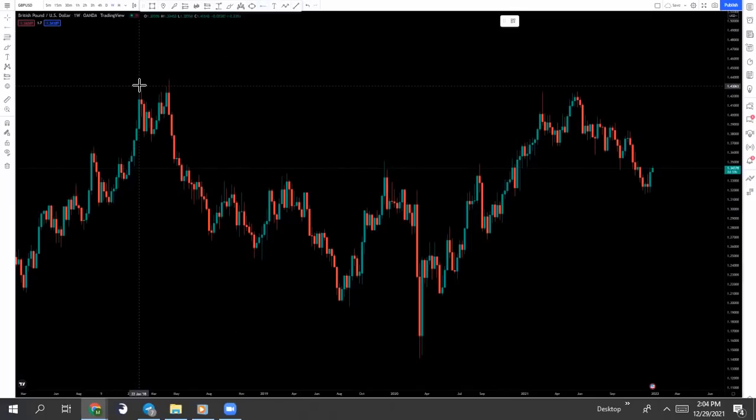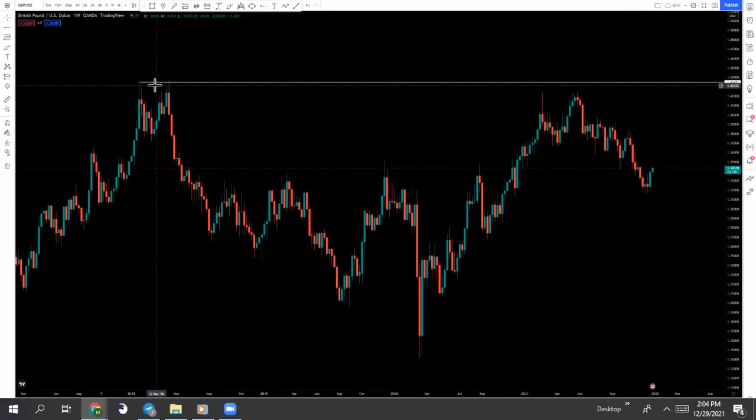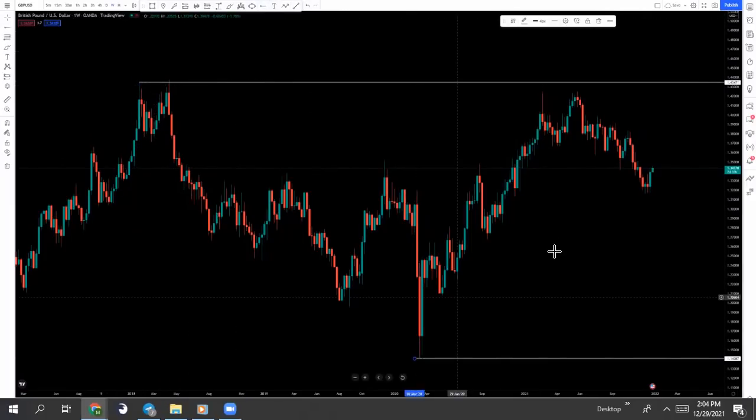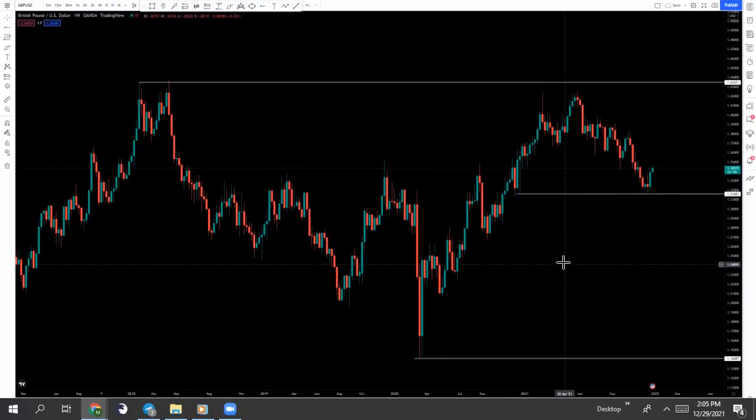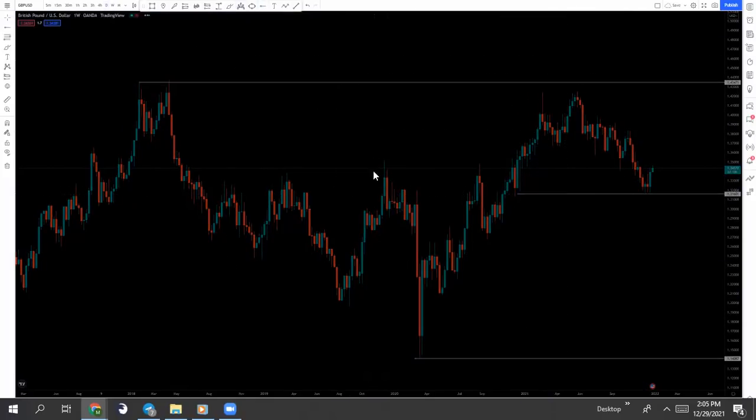Okay, guys, we have our highest height, and then we have our lowest low, and then we have our important levels. I feel like the important level here is this one only. Only have this level as an important level, and then from the weekly, I'll go to the daily.